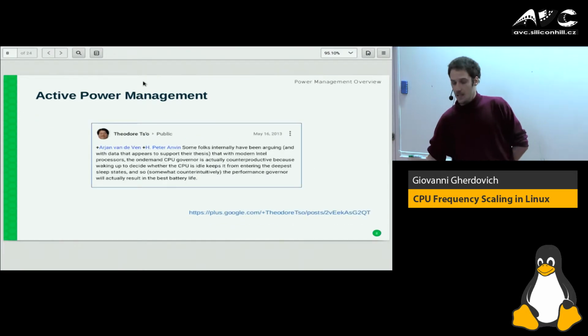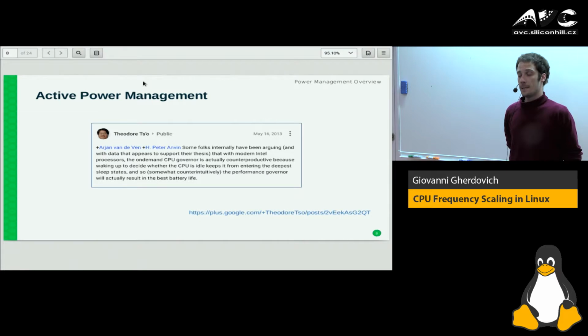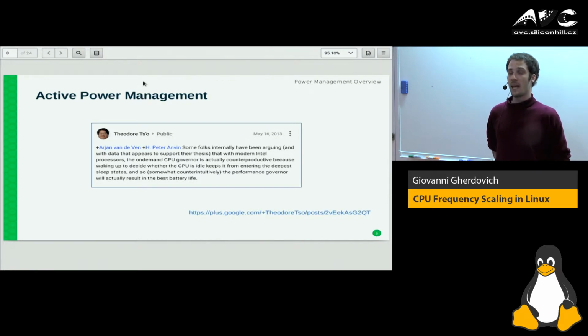And this is, I hope you can read the text in this slide. So this is Theodore Ts'o, a kernel maintainer in the file system area. In 2013, he asked some power management experts on Google+.